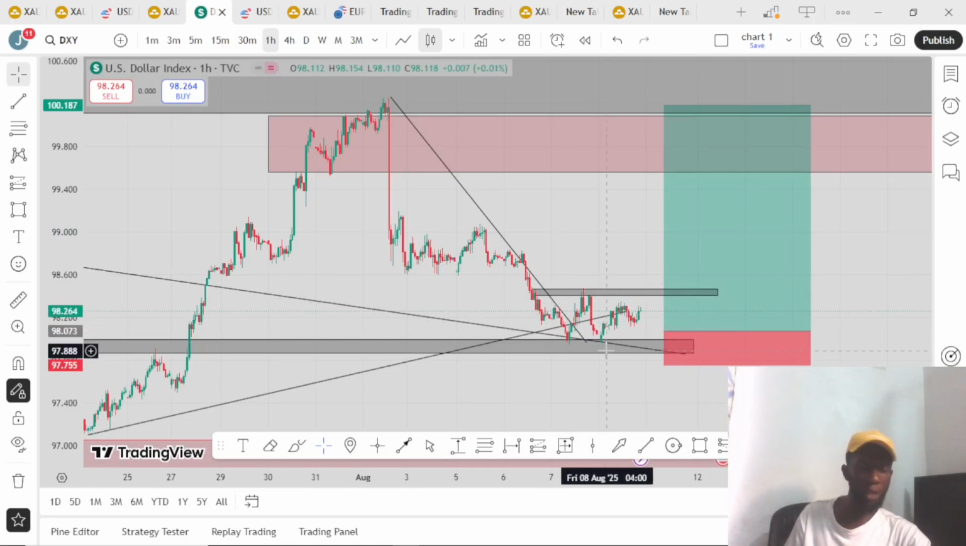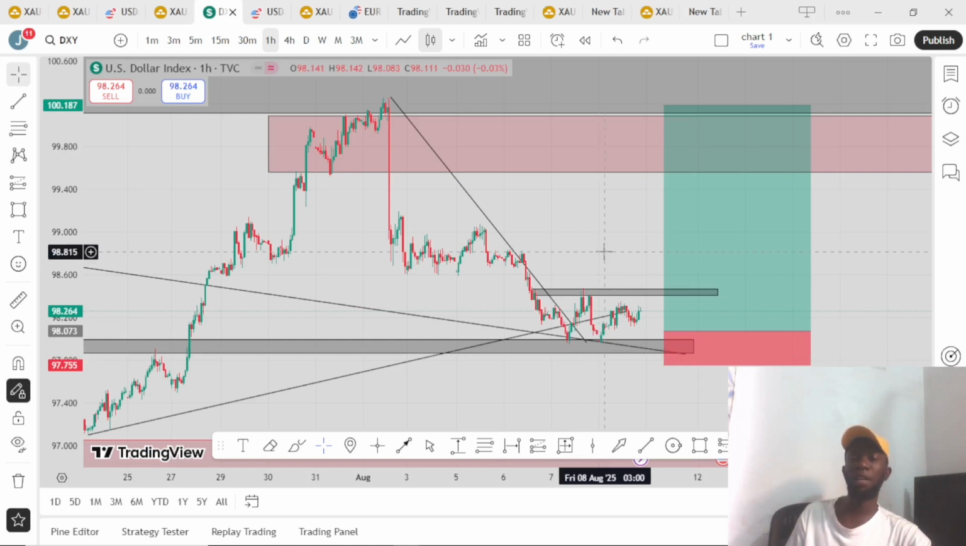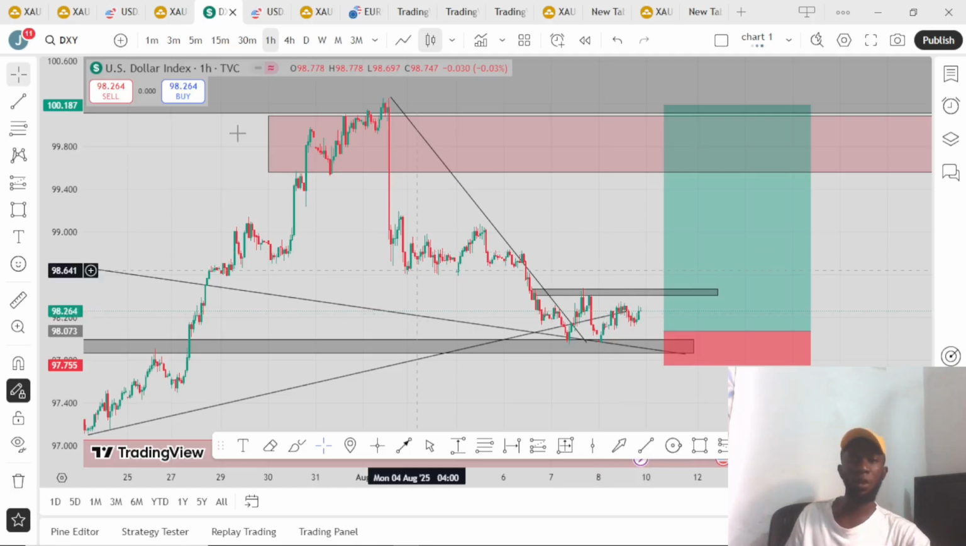Now meaning that if this pair should break down, EURUSD and gold will be going up, and if this guy should break up, the EURUSD and gold will be going down. Now this is what we are forecasting. So we are waiting for DXY to see which zone DXY will break and retest here. Then we'll expect the opposite from all the negatively related pairs of the DXY.